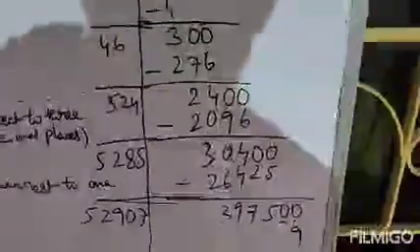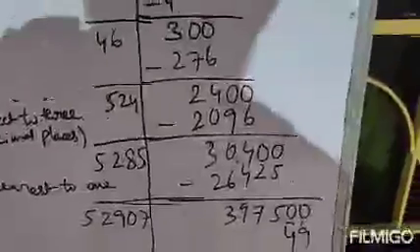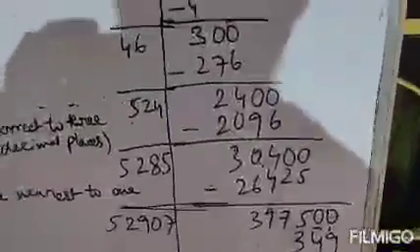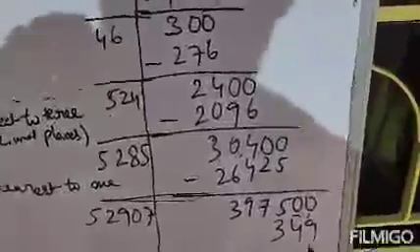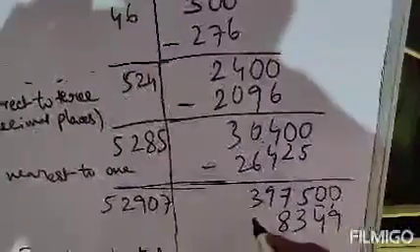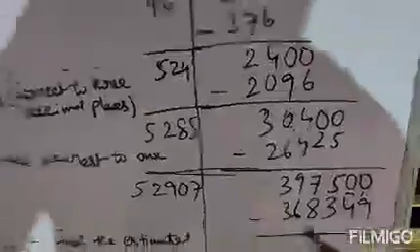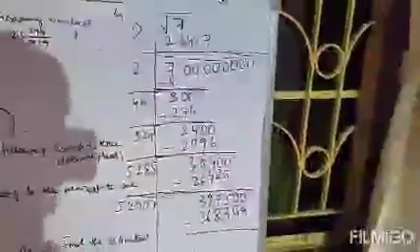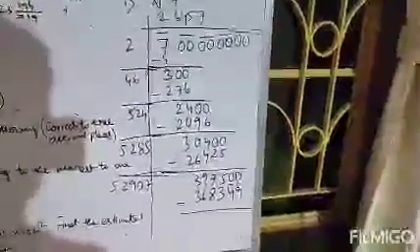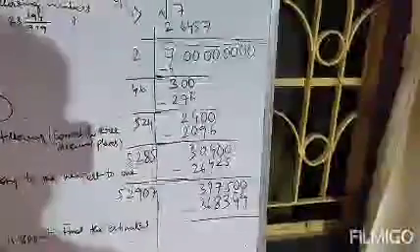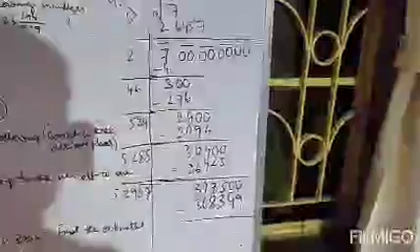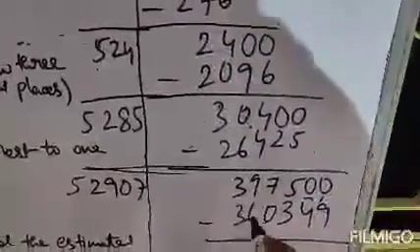So 7 7s are 49. Carry 4. 7 zeros are 0 and 4. 7 9s are 63. Carry 6. 7 2s are 14, and 6 is 20. 7 5s are 35, and 1 is 36. So it will be 36.